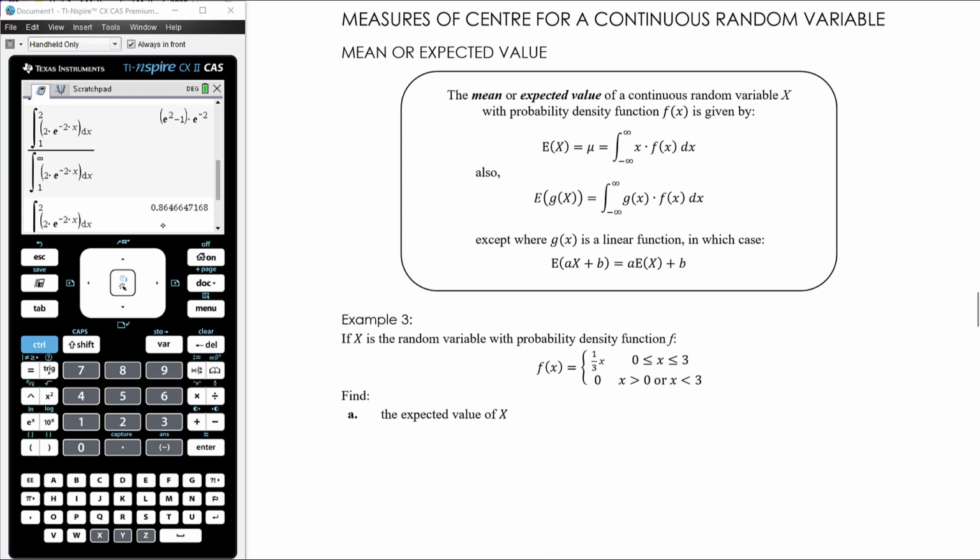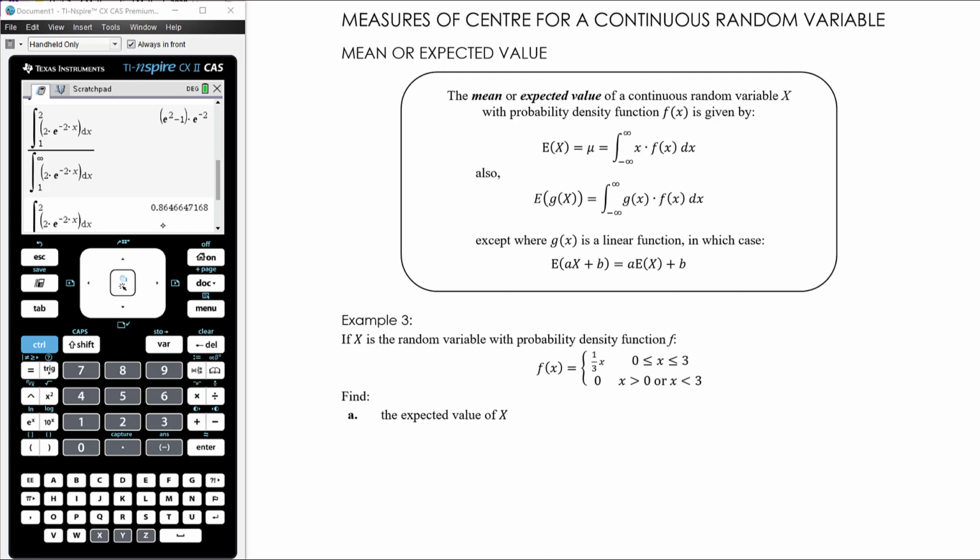Alright, measures of centre for a continuous random variable, so mean or expected value, sorry, they're the same thing. So for a continuous random variable, it's the same logic as it is for a discrete random variable. We want to do the x value multiplied by its probability and then add all of those up. And so that's essentially what we're still doing here. The x value multiplied by the probability, which is defined by that probability density function, and then in the context of a continuous random variable, adding them all up is the same as integrating over the total domain of the function.